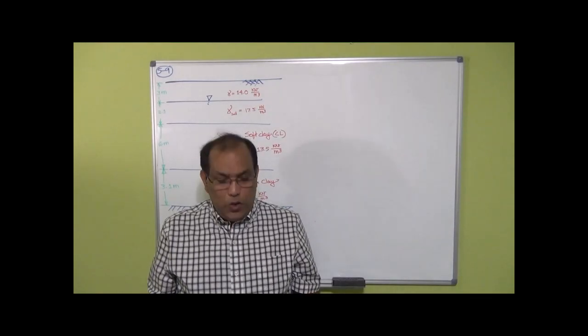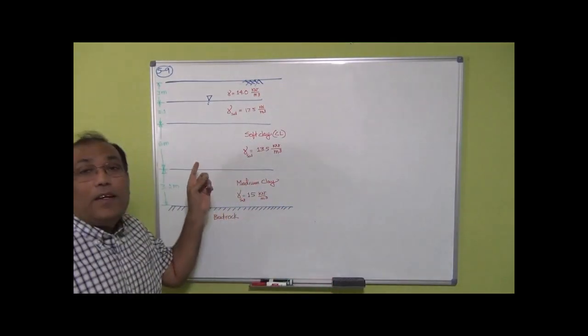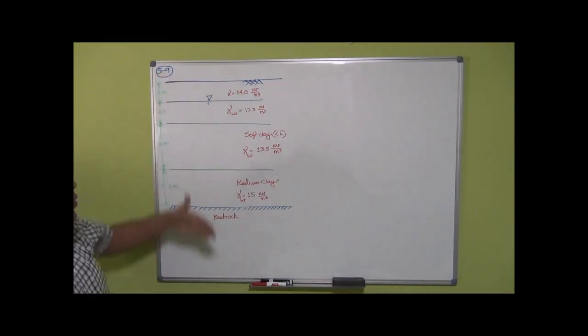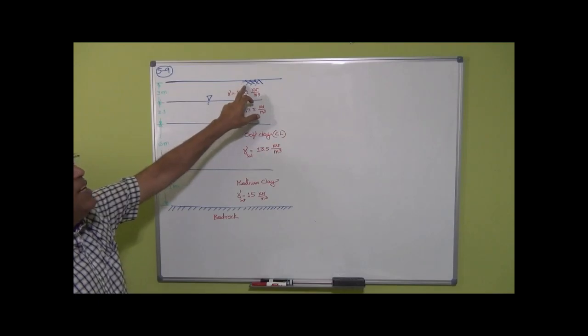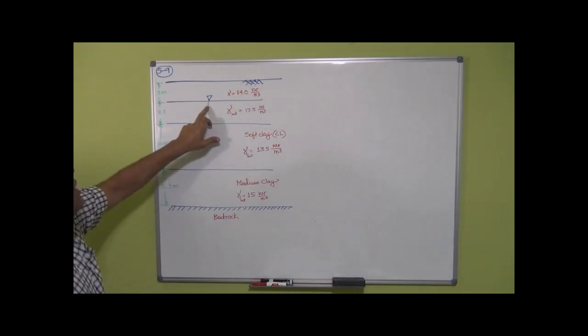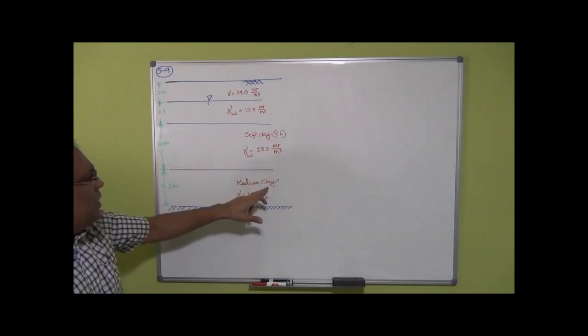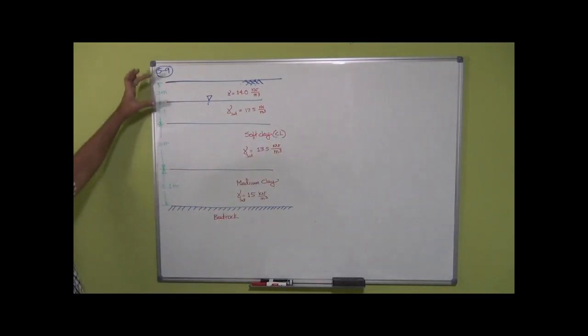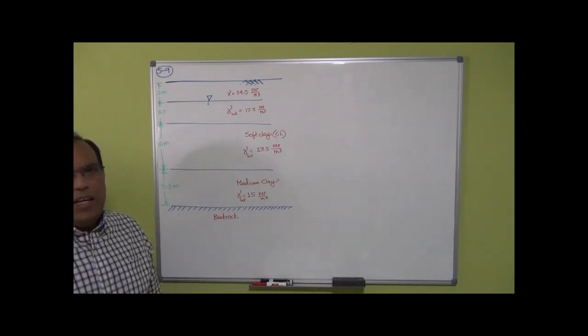Okay, so I'm going to show you problems 5 to 9. I already drew that soil profile here. You can see this is our original ground level. Here is our water level. This is soft clay and this is medium clay. This distance is 3 meters, from here to here is 6 meters, and this one is 3 meters. At the bottom we have the bedrock.